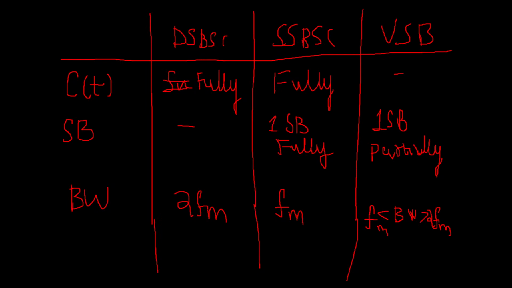Now let's look at the number of modulating inputs. In case of DSB-SC, we have one modulating input. In case of SSB, we have one modulating input. But in case of VSB, we have two modulating inputs. So this is a quick difference between DSB-SC, SSB-SC and VSB.